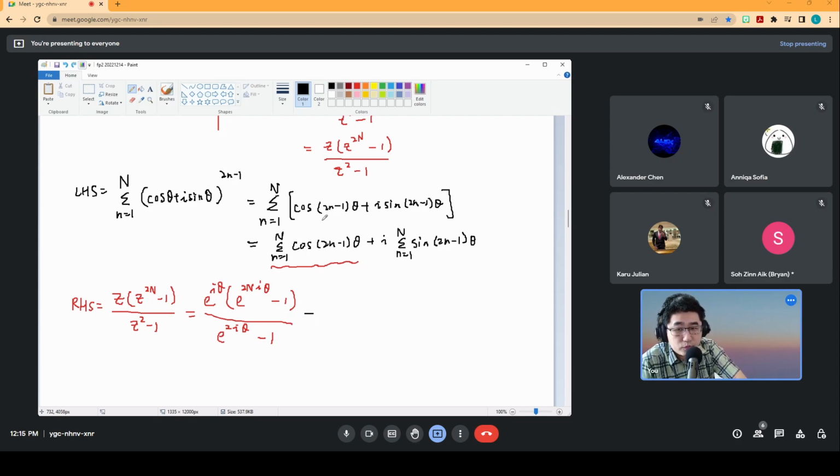Okay, we need to wait. Let me multiply this thing inside first. So I have e^(iθ(2n+1)) minus e^(iθ) over e^(2iθ) minus 1. Now I multiply by the conjugate of the bottom. So I multiply by the conjugate, e^(-2iθ) minus 1, e^(-2iθ) minus 1.